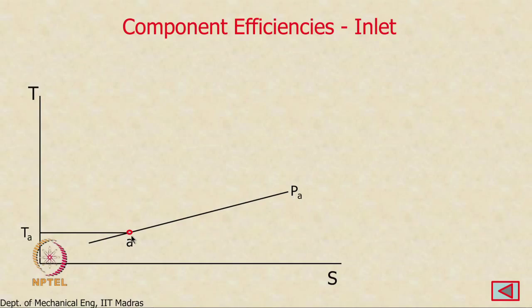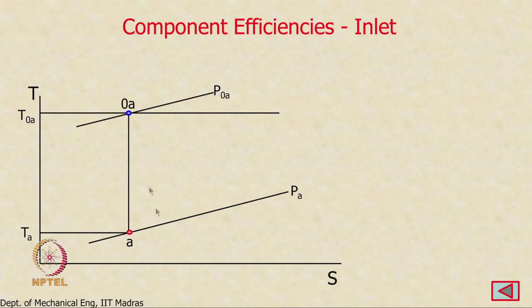So, the flow approaches the engine at this static state. This is a static state. Okay. Now, the corresponding stagnation state for this can be depicted like this. So, this is 0A, that is the stagnation state corresponding to the free stream static state, and you can see that the stagnation temperature is T0 and the stagnation pressure is P0A.